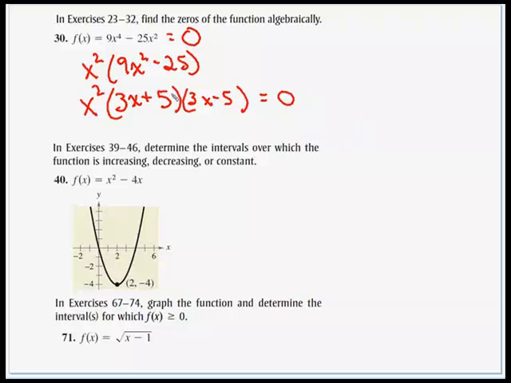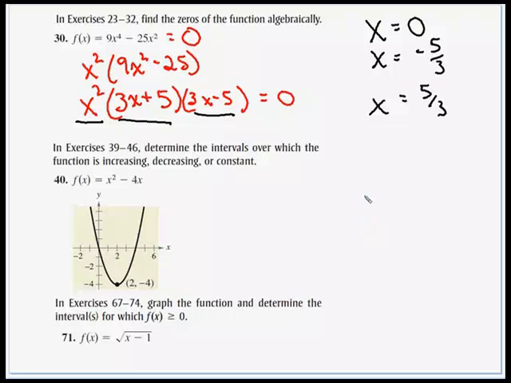So we set each of those factors to 0. When x squared is 0, x is 0. When this is equal to 0, we would subtract 5 and divide by 3, so x is negative 5/3. And for the last one, we would add 5 to both sides and then divide by 3 and get positive 5/3. So there are the three zeros of that function.